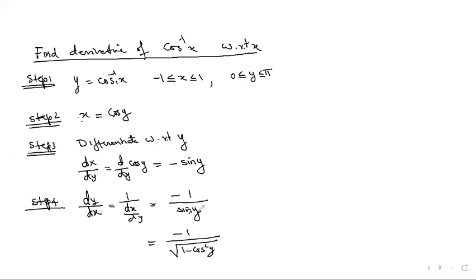Again, you will notice that sin y is positive in the first and second quadrant. So sin y is positive or greater than or equal to 0 as 0 is less than or equal to y less than or equal to pi. So sin y is root of 1 minus cos square y. So your final answer is minus 1 upon root of 1 minus x square.